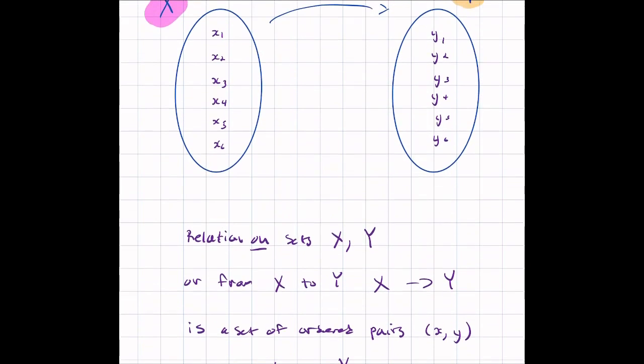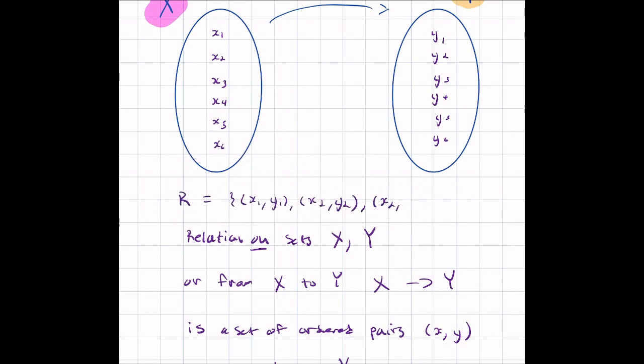But let's for instance look at a relation on these sets. I could say R is equal to the ordered pairs (x1, y1), (x1, y1), (x2, y2). Let me move this over so I can have some more space.